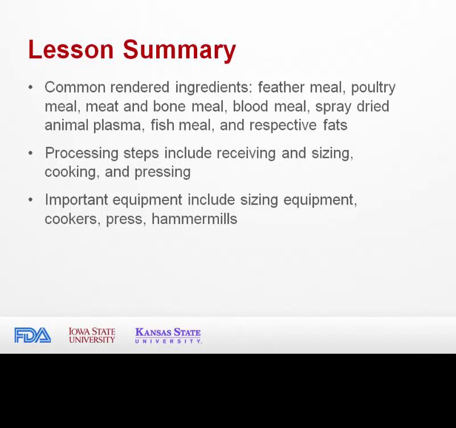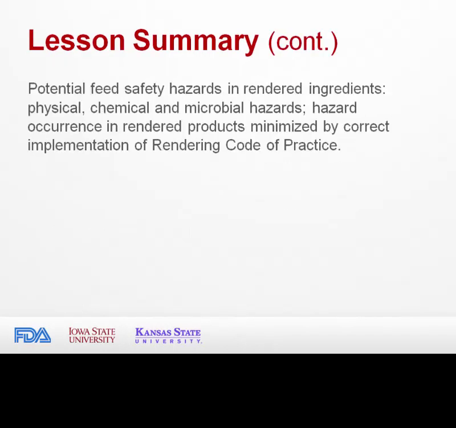Specific equipment used in rendering includes the sizing equipment and knives, cookers, press, and hammer mills. The potential feed safety hazards include physical or cleaning chemicals found inside slaughter or rendering facilities, and potential microbial risks. However, the rendering code of practice minimizes these risks in a preventative manner so that rendering ingredients actually pose a low animal feed or human food safety risk.